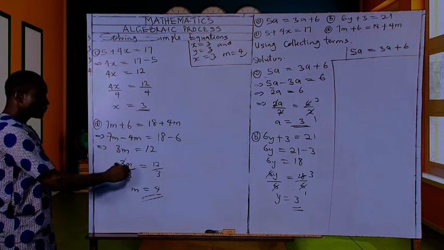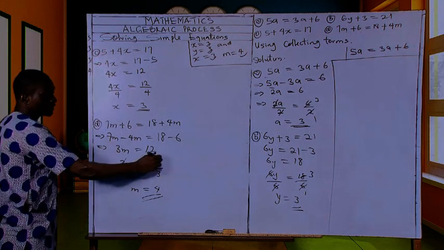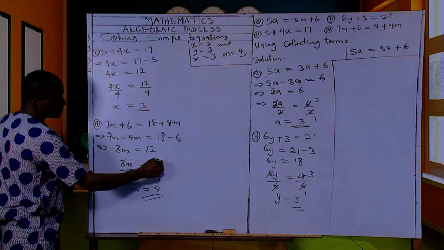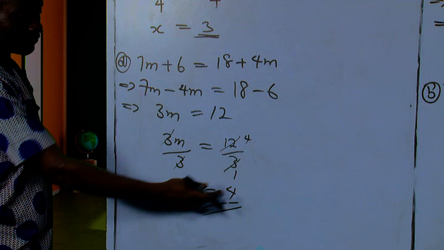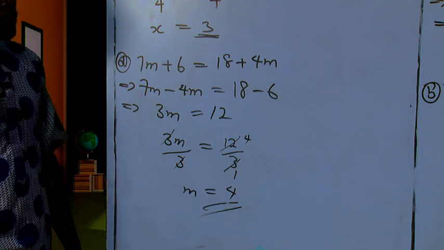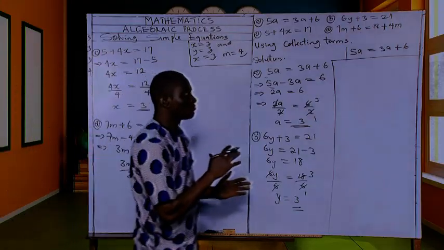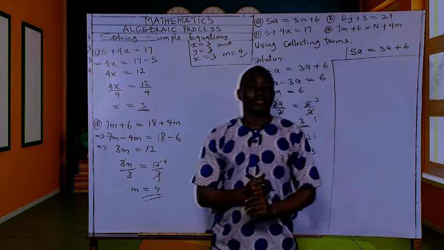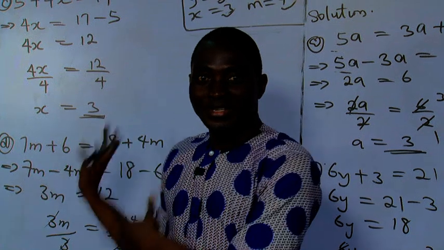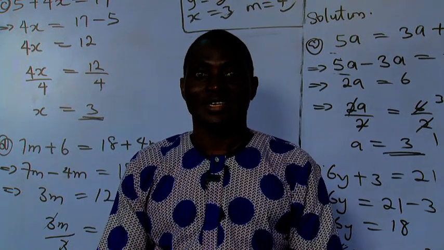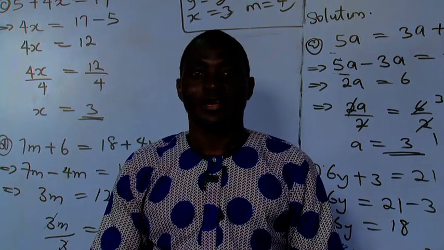So 3 and 3 cancel, we have m. 12, 3 in 12 is 4. So 4 divided by 1, we have 4. m equals 4. Okay, so this is where we are going to end today's class. We continue with this in the next class because of the time.